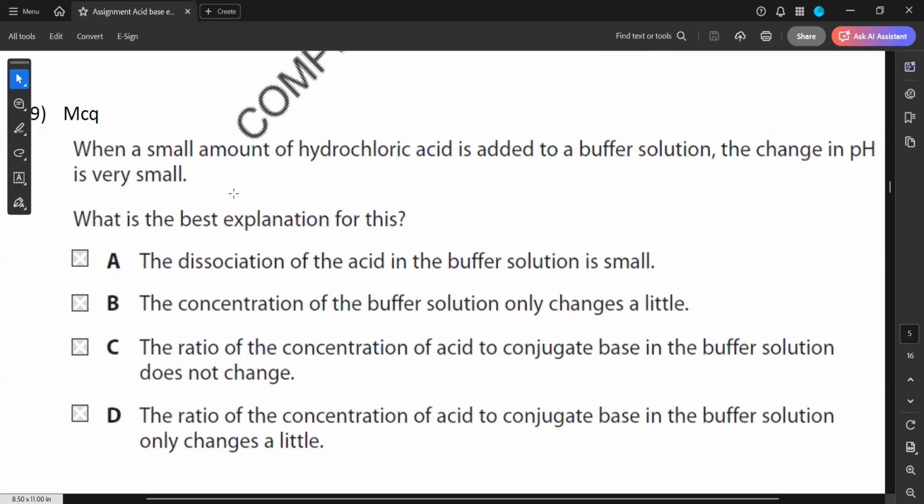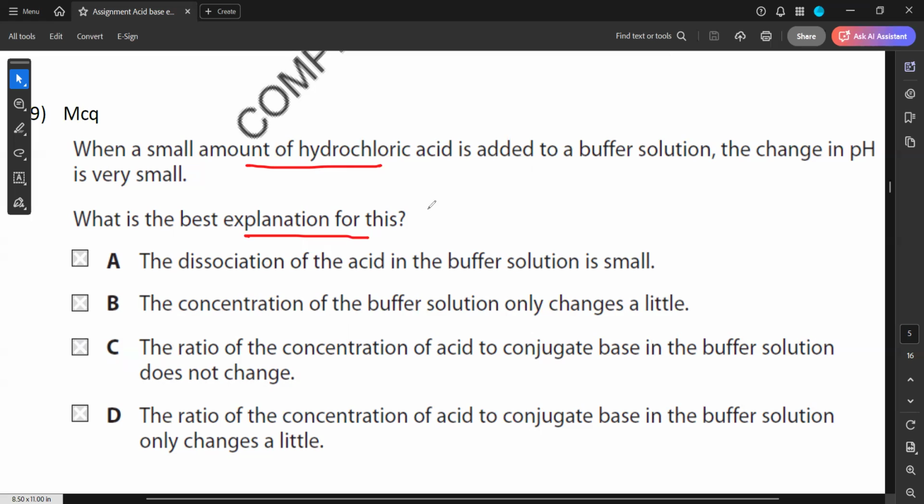Another question, as you can see, related to the buffer solution. When a small amount of hydrochloric acid is added, the change in pH is very small. What is the best explanation for this? Like when we are adding a small quantity of hydrochloric acid, or HCl, there is a change in pH, but the change in pH is negligible.